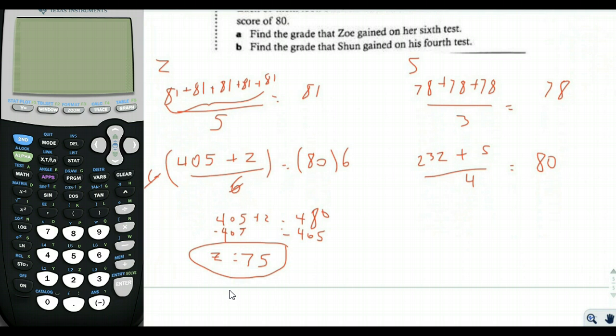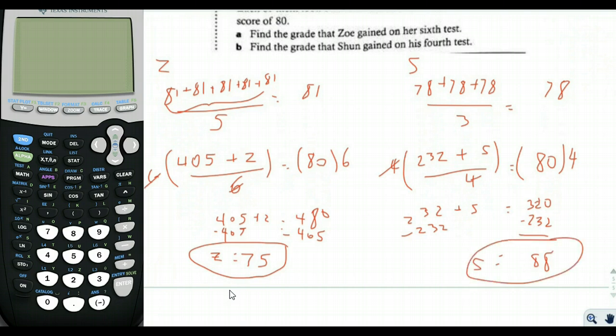And so what about Shun's fourth test? We multiply by 4 to get 320, so 232 plus S equals 320, and we subtract 232 from both sides. That gives us 88. S equals 88. So Shun's last test was an 88. That brought his average up to an 80. Zoe's sixth test was a 75. That brought her average down to an 80 from an 81.